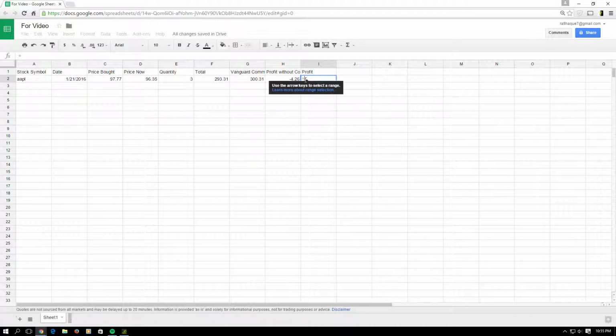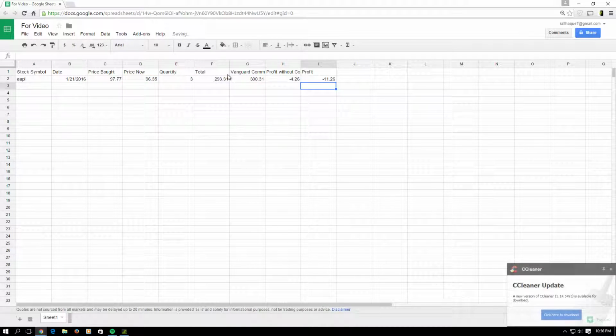Now we're going to calculate how much we're actually losing on this trade at the moment, and that will be equal to the price now times the quantity, minus the Vanguard commission. That gives us that we've lost $11.26 on this trade so far.